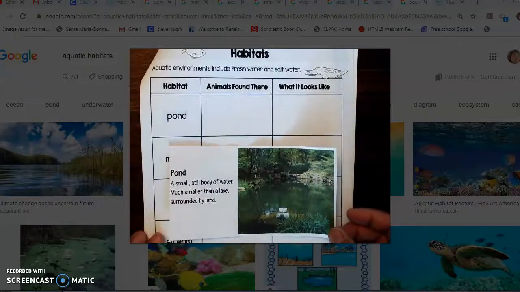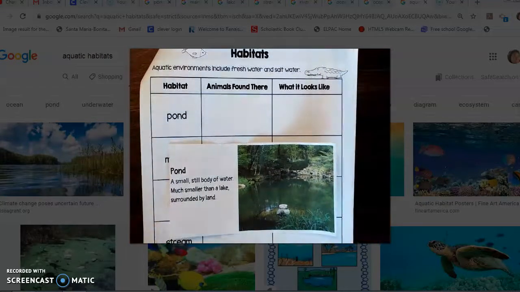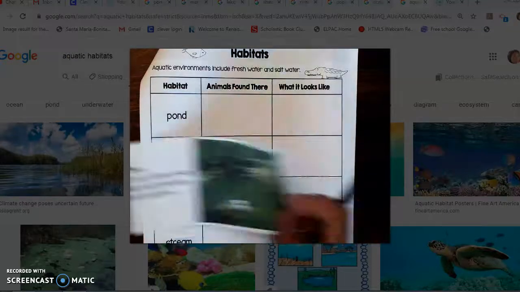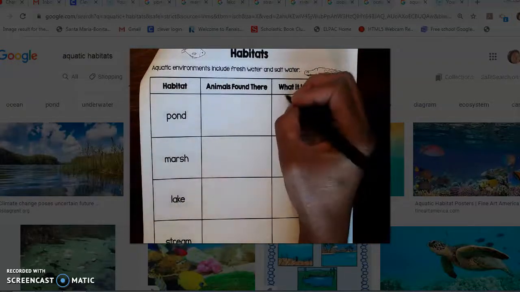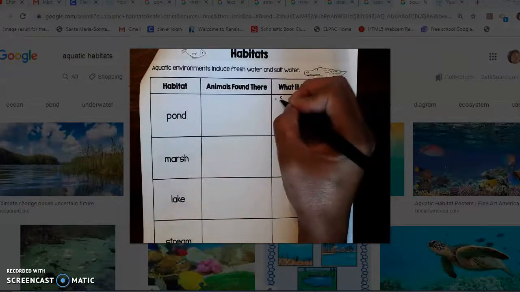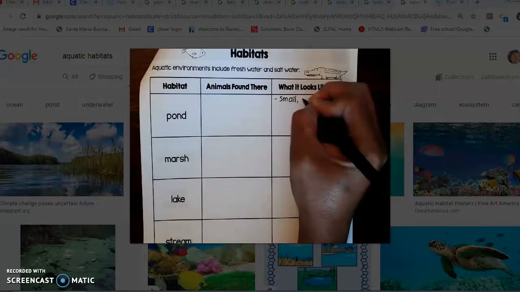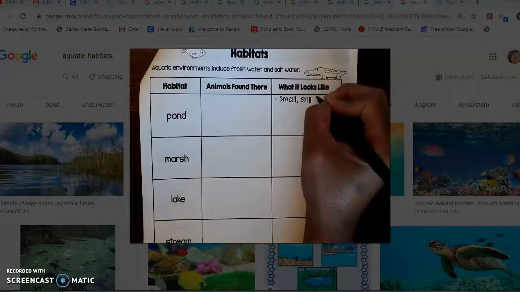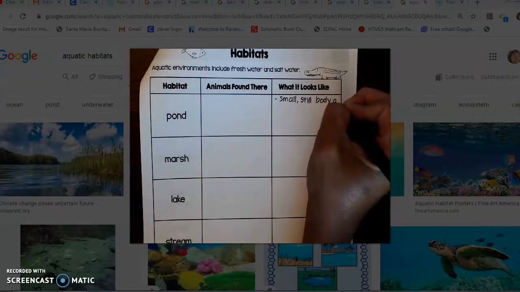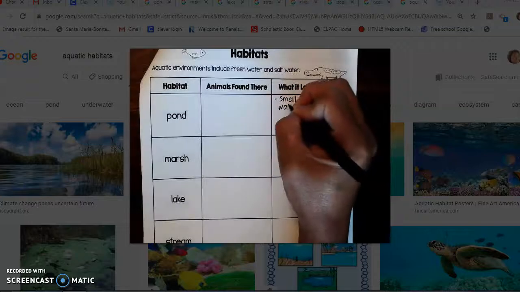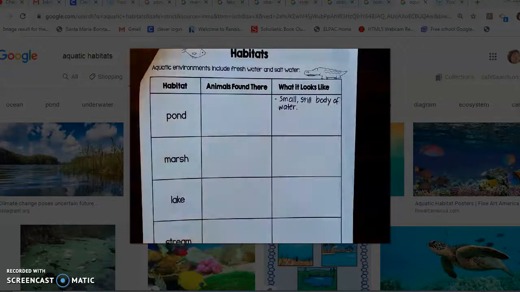In the pond it says it's a smaller, still body of water, and it's much smaller than a lake, and it's surrounded by land. So that's what we're going to write right over here. A small, still body of water. And when I say still, I just mean that the water is not moving, okay?